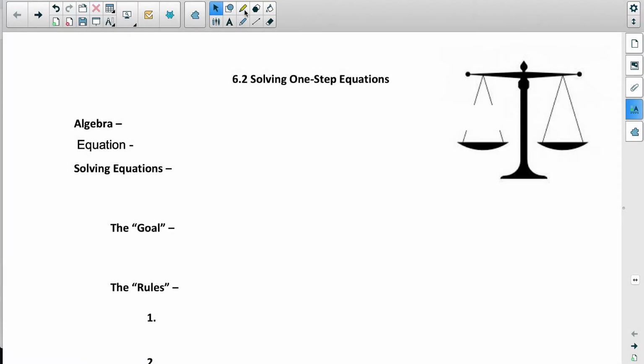Okay everyone, last day we talked about expressions. Today we're going to talk about equations, and specifically we're going to talk about how to start solving equations. We're going to do some one-step equations today, and it'll get more difficult as we go on.